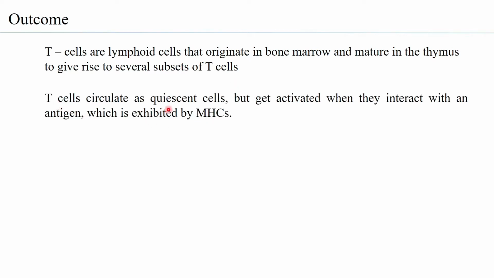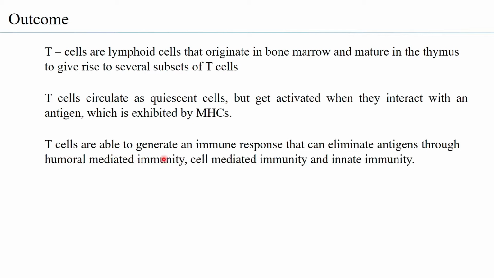The T cells circulate as quiescent cells, or what you call naive T cells, but they get activated when they interact with an antigen. But that antigen is MHC restricted, which means that the T cells can only recognize an antigen that is exhibited by major histocompatibility complexes. Now, these MHCs can either be expressed by antigen presenting cells, and those are generally MHC class 2, or any nucleated cell can also give rise to MHC class 1, and so antigens restricted by MHC class 1 can also be recognized by a subset of T cells.